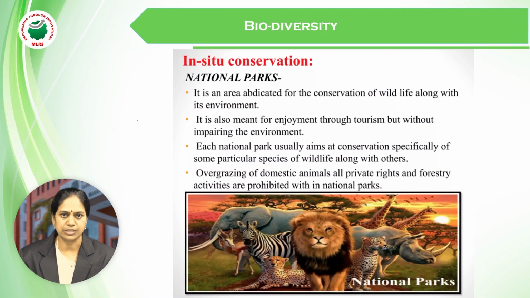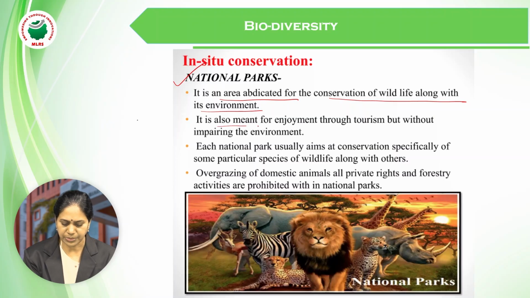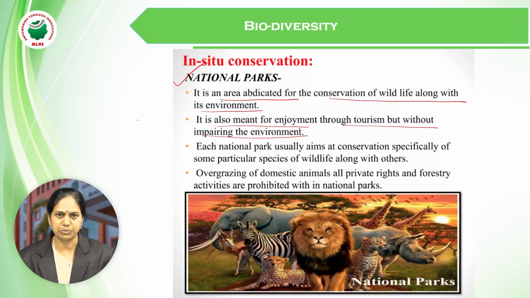Now, in situ conservation, where the species are conserved in their own habitats, we have national parks. The first example is a national park. It is an area allocated to conservation of wildlife along with its environment in its natural habitat. It is also meant for enjoyment through tourism, but without impairing the environment. So environmental loss will not happen here. Conserving it and tourism is also allowed here. That is what we call a national park.